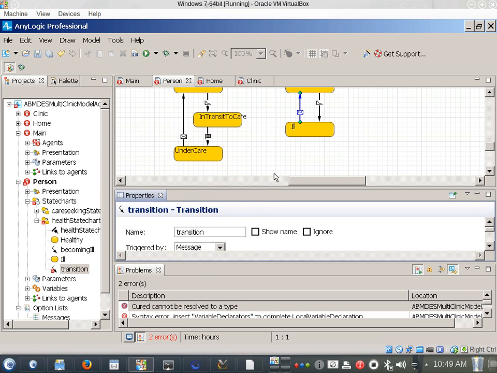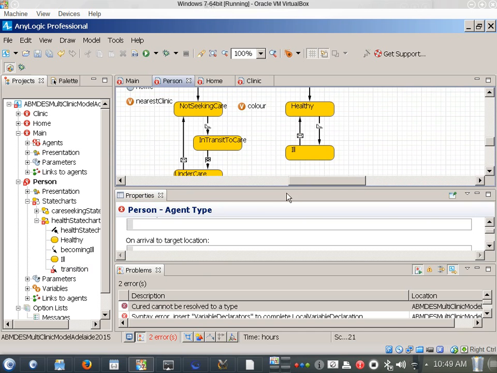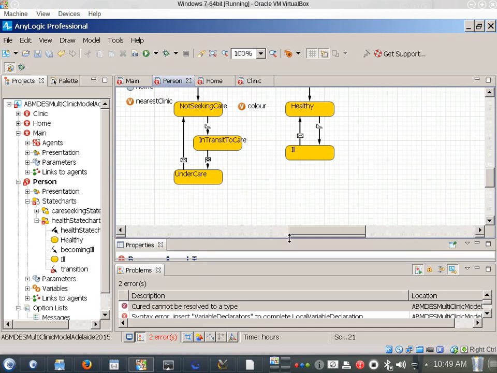Okay. Oh, that could have been close. There are a lot of cables here. Okay, so there's two state charts here. Yeah, I'll be with you in just a sec.